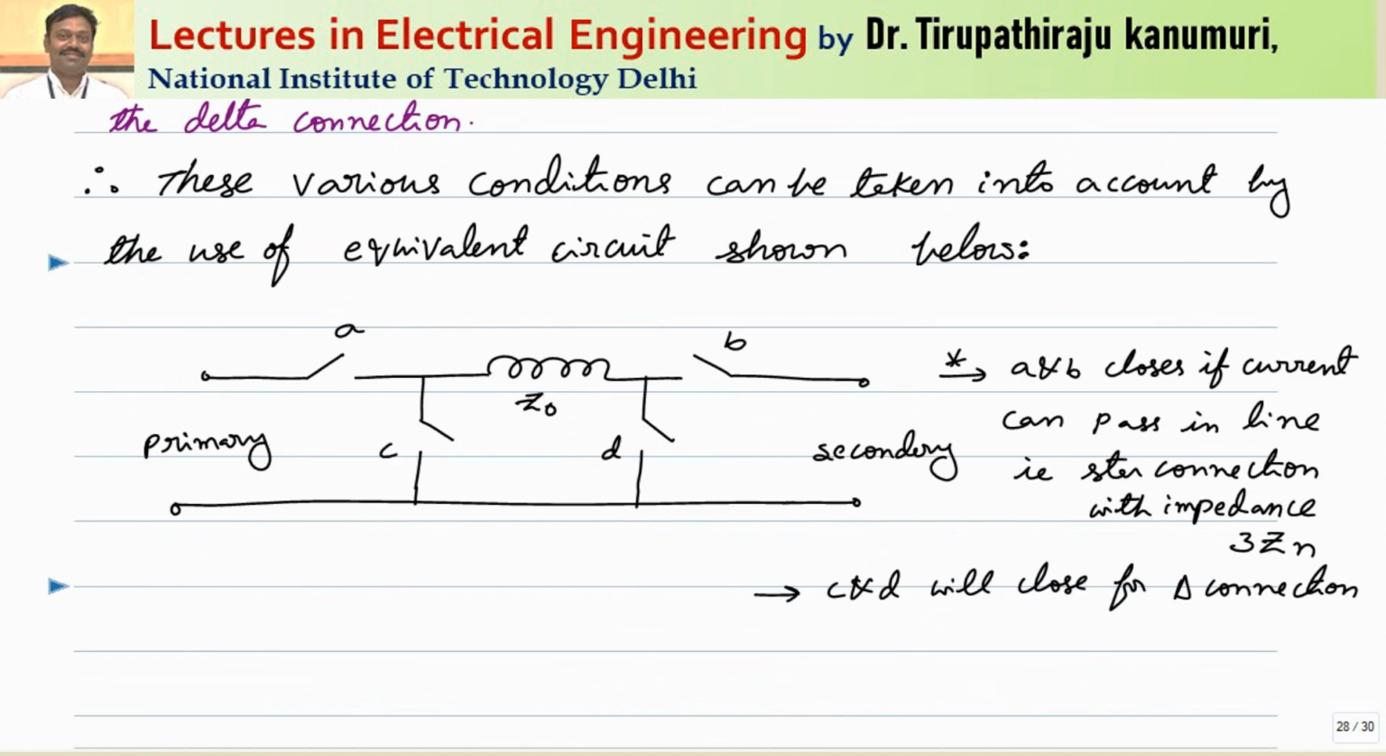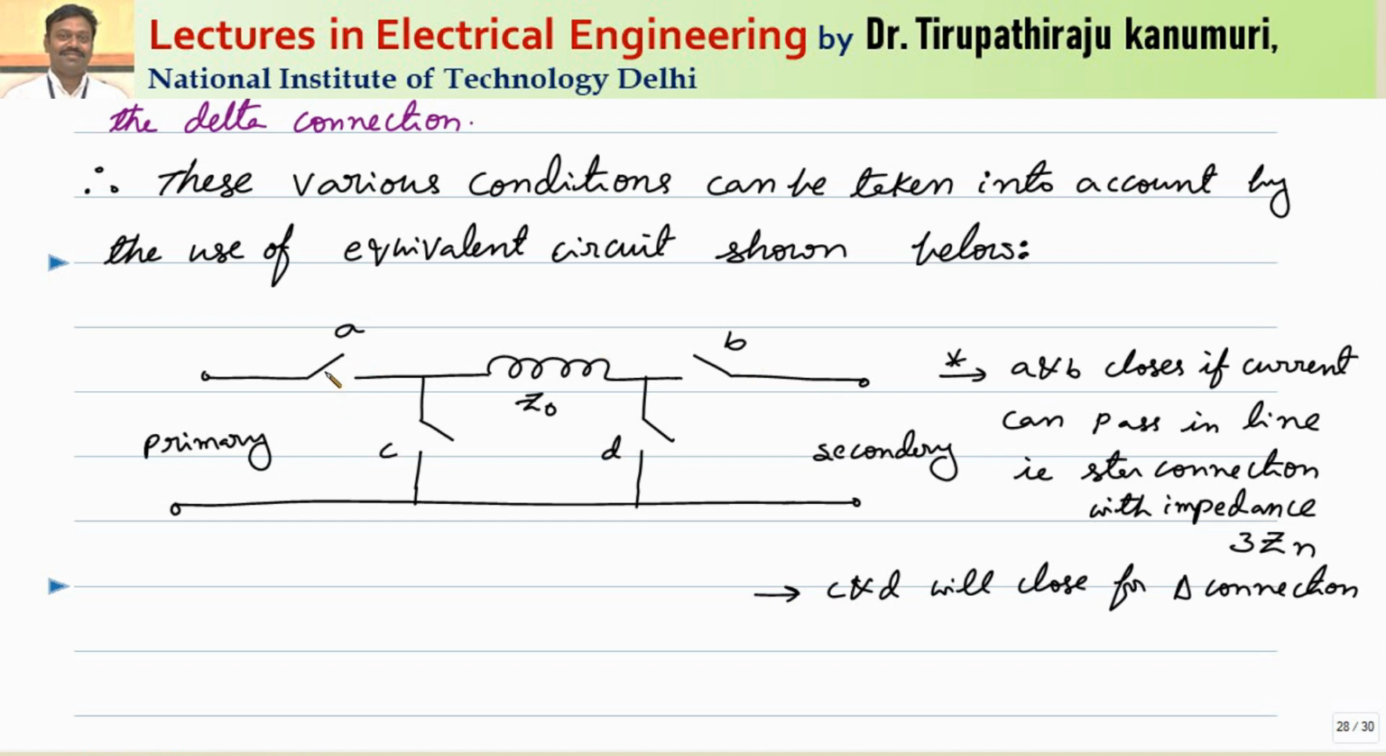So therefore, the various conditions that can take place can be considered by taking one equivalent circuit. The equivalent circuit I can draw like this. There are switches A and B. This A and B are the line switches, they are a series component. We know that the current can pass in the line only for the case of star connection, and how much is the impedance of this switch will depend on whether the neutral is solidly grounded or it is grounded through some impedance.